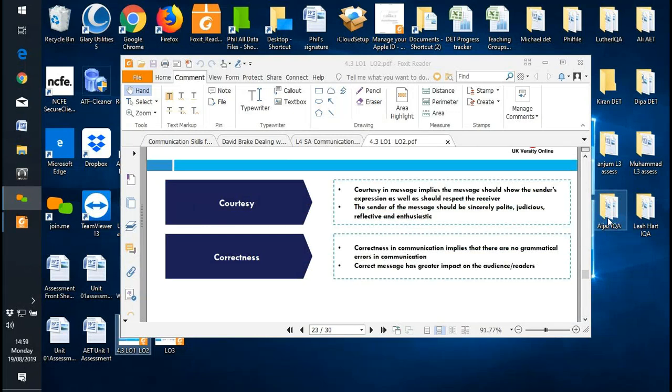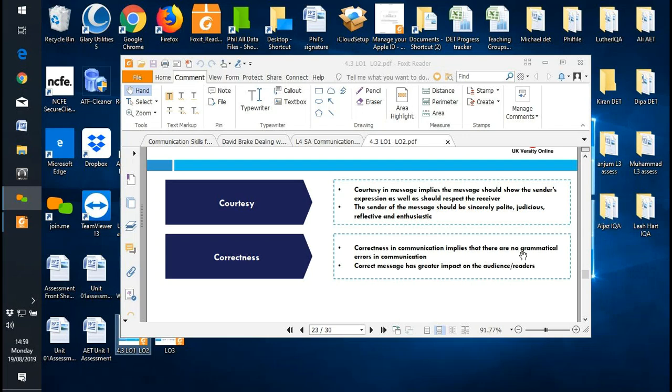Courtesy in a message implies that the message should show the sender's expression as well as respect to the receiver. In all normal terms, politeness costs nothing, or courtesy costs nothing. An old Lancashire saying, which is where I come from, is that you will kill more flies with sugar than you will with vinegar, which is exactly what this is saying. The sender of the message should be sincere and polite and judicious, reflective and enthusiastic. Yeah?